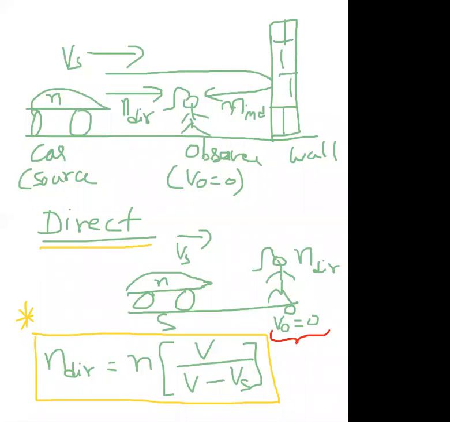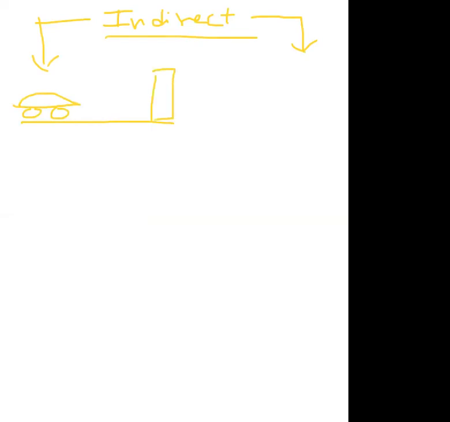Next, let us enter into the second situation, indirect. Here, indirect means we have to classify again into two categories. One is directly from source to wall. First, the source is the source and the wall is the observer. We have to treat the wall as observer, with source Vs coming towards the wall. Wall itself I am treating as observer.